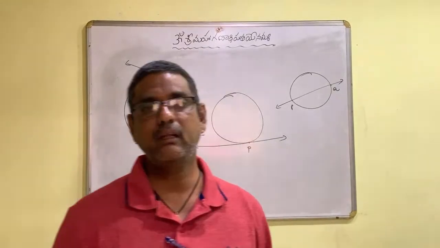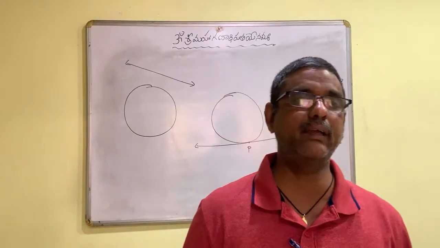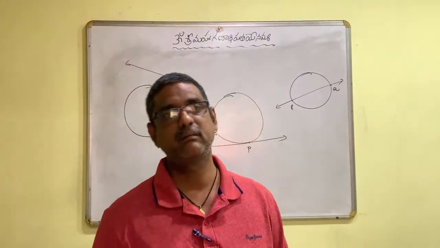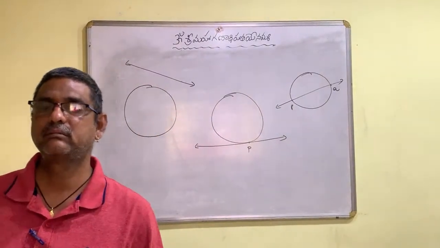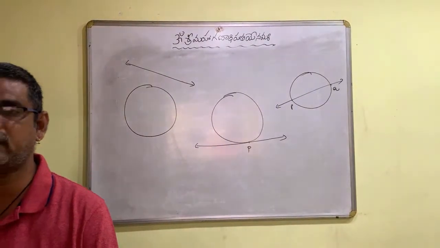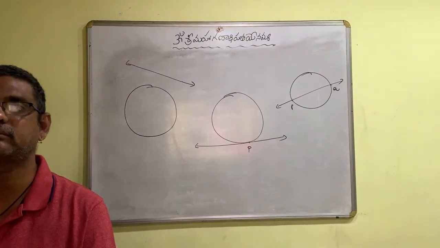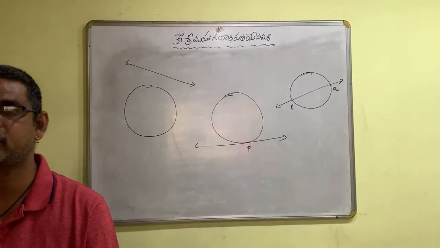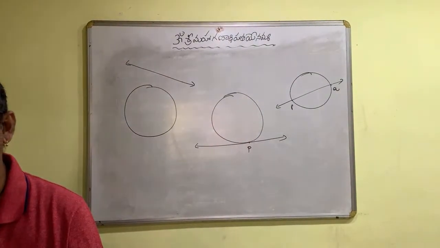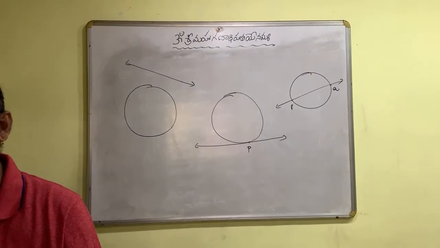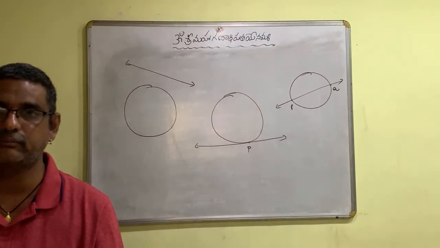I asked a question: can we draw a circle and a line such that both are having 3 points in common? And what is your answer, children? No. We cannot draw a line as well as a circle which are having 3 points in common.